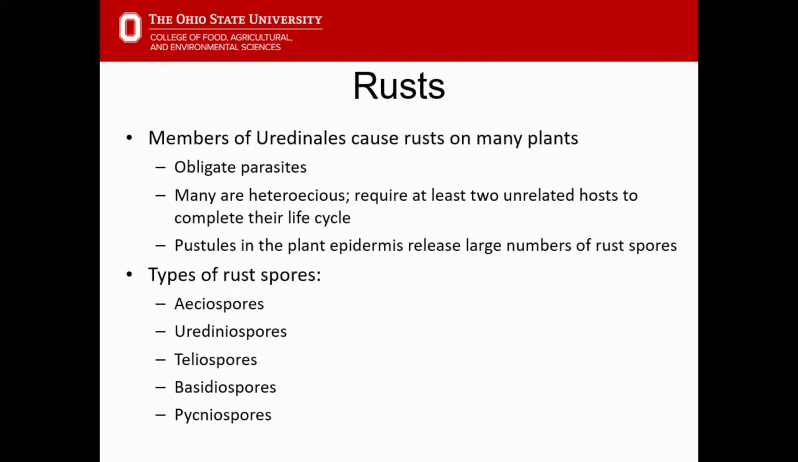5 different spore types can be produced by rust fungi, although not all species produce all 5 of them. They are listed here in the order they are produced in rust disease of sweet corn, which will be described a little later, beginning with primary infection of the corn plant by aeciospores.